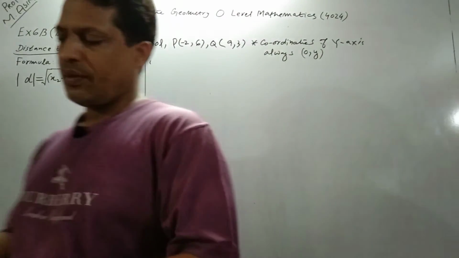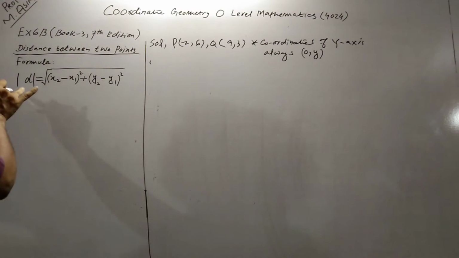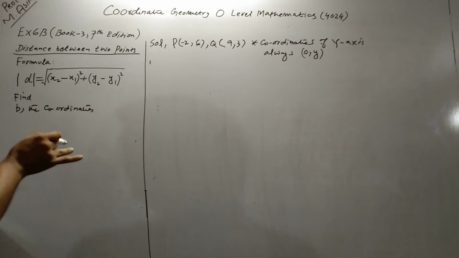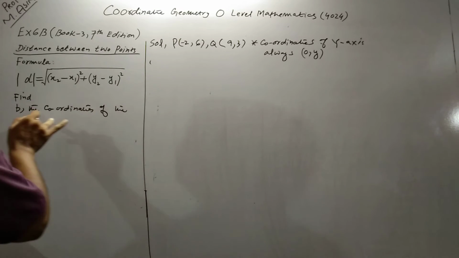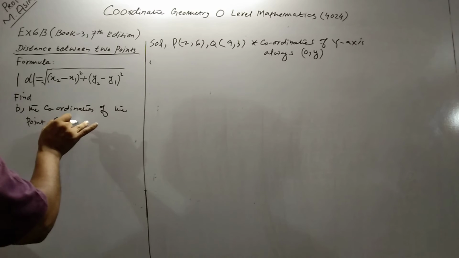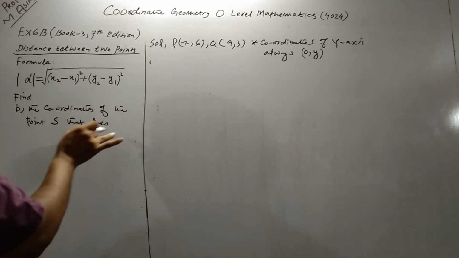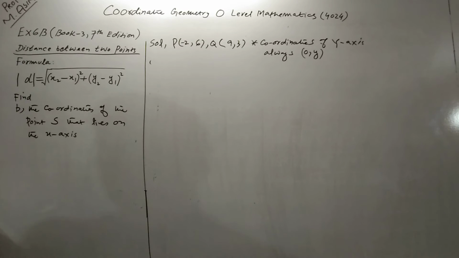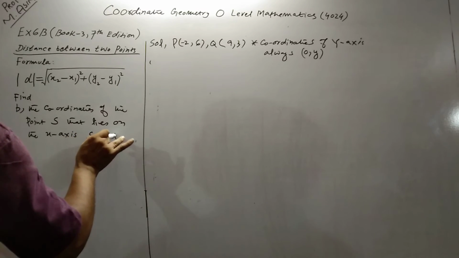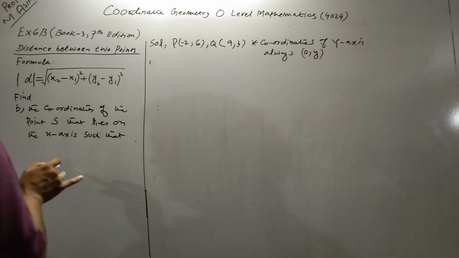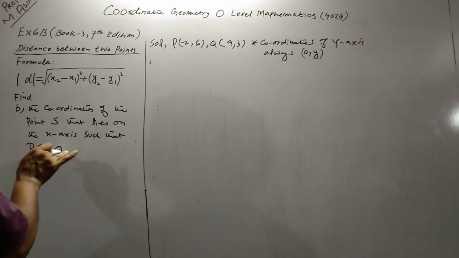What is part B? Part B, question number 3: Find the coordinates of the point S that lies on the x axis such that PS equals QS.